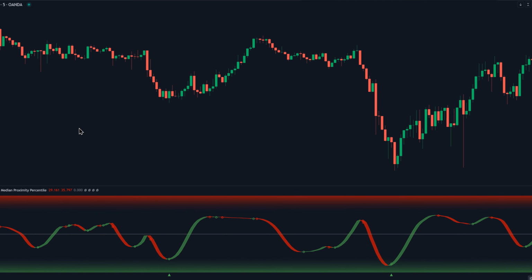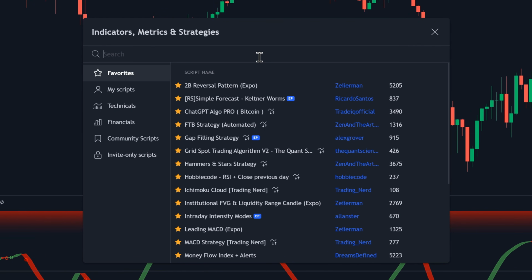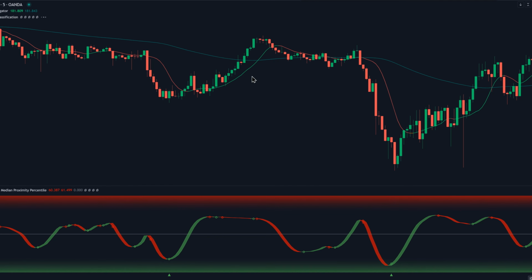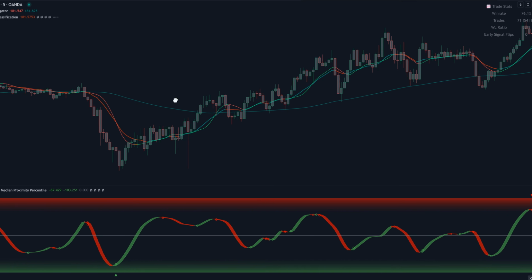indicators to the chart. Open the indicator search tab and type in AI Trend Navigator and select this one created by Xiamen. Next, type in Lorentzian Classification, this one by JD Hordy. Next, we will access each of these indicator settings in order to modify them to suit our strategy.